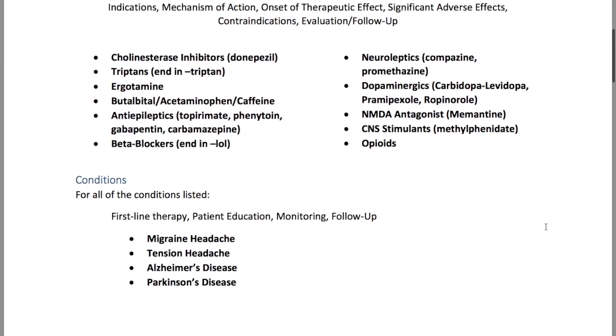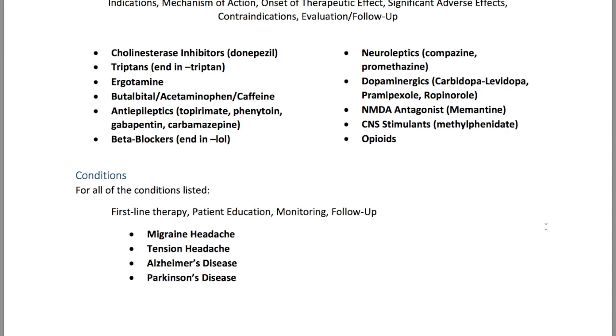The conditions that we're going to cover, and for the conditions listed, you're going to want to know what first-line therapy for that condition is, patient education. So what does the patient need to know about that medication that you're prescribing for him or her? What should be monitored as far as blood work, any other testing that needs to be done, and when should you follow up with the patient? And then also, when you follow up, what do you do if it's not working? So what's the second line therapy for those conditions? So we're going to be discussing migraine headache, tension headache, Alzheimer's disease, and Parkinson's. Those are the neurological conditions that we're going to focus on in this module.